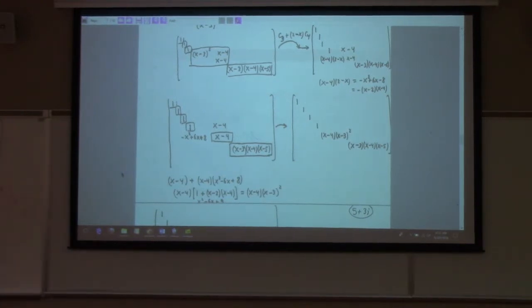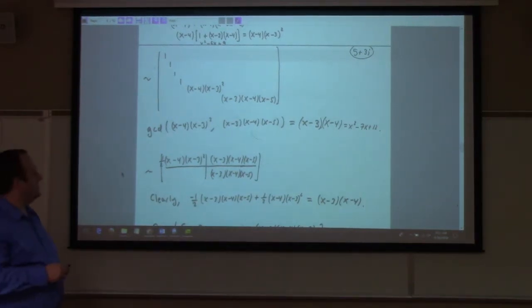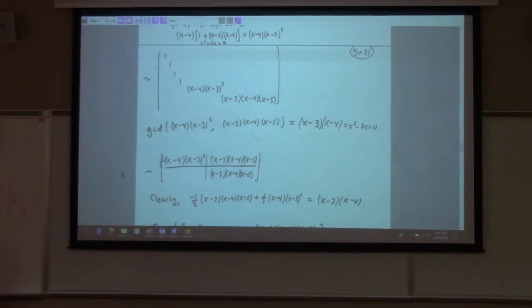So, great. And then it's actually somewhat obvious that the greatest common divisor of this and that is x minus 3 times x minus 4, right? What I think is less obvious is that clearly minus 1/2 x minus 3 times x minus 4 times x minus 5 plus 1/2 of x minus 4 times x minus 3 squared is x minus 3 times x minus 4, right? I mean, obviously, you have this linear combination of that and that gives you that. So here's how to get the greatest common divisor.